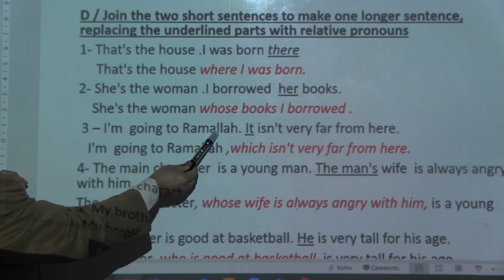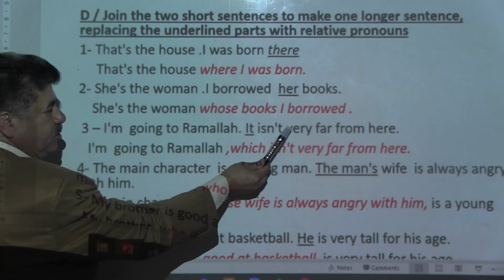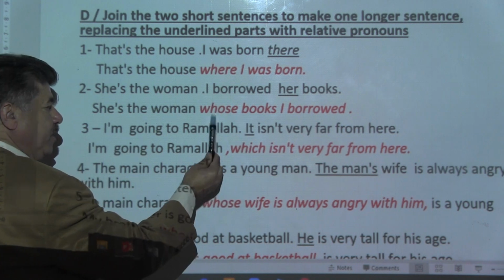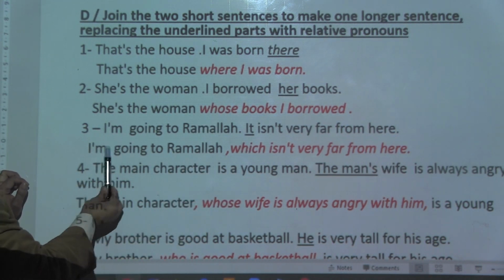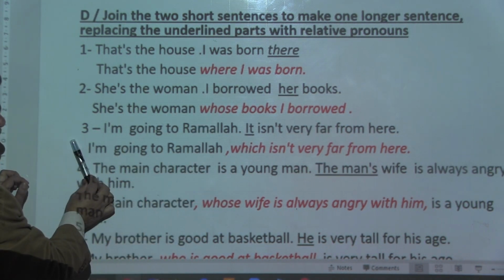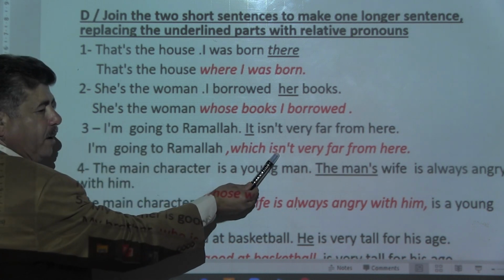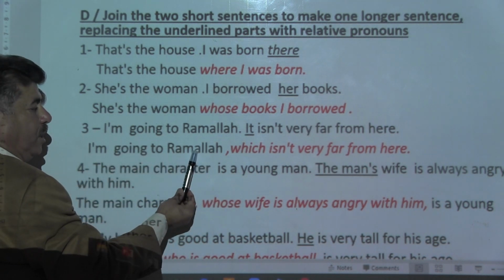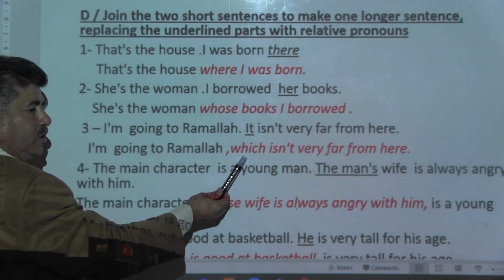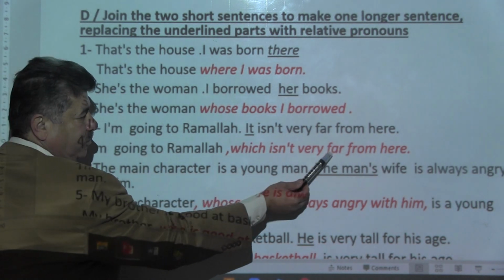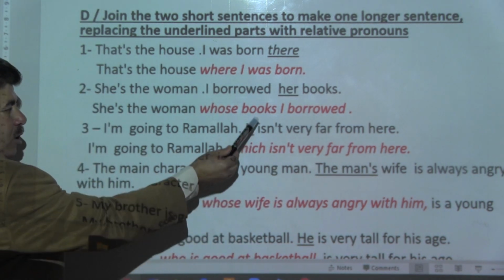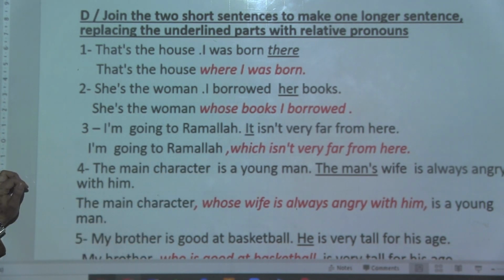I am going to Ramallah. It isn't very far from here. It refers to Ramallah. So, I am going to Ramallah, the first sentence as it is. Notice it's followed by a verb. So, although we are talking about places, we use which, not where. Which is not very far from here. So, I delete it and I replace it with which.